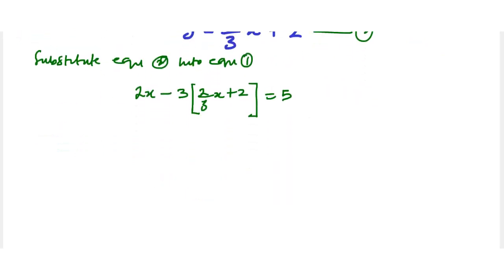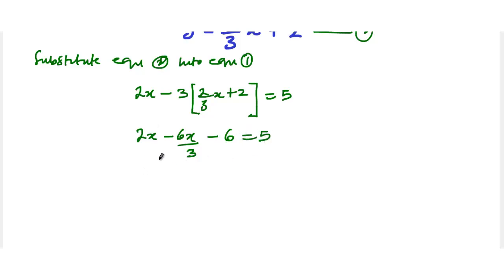So now let's open the bracket. We have 2x minus 3 times 2x over 3. That gives us minus 6x over 3, plus minus times plus, that is minus 3 times 2, which will give us minus 6. Then everything is equal to 5.